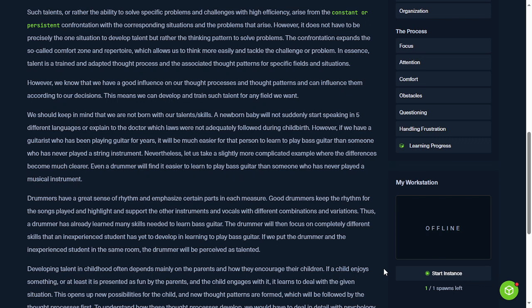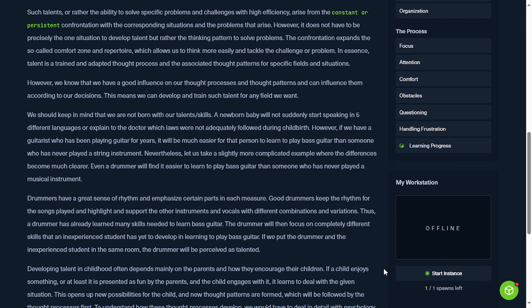However, it does not have to be precisely the one situation to develop talent, but rather the thinking pattern to solve problems. The confrontation expands the so-called comfort zone and repertoire, which allows us to think more easily and tackle the challenge or problem. In essence, talent is a trained and adaptive thought process and the associated thought patterns for specific fields and situations.